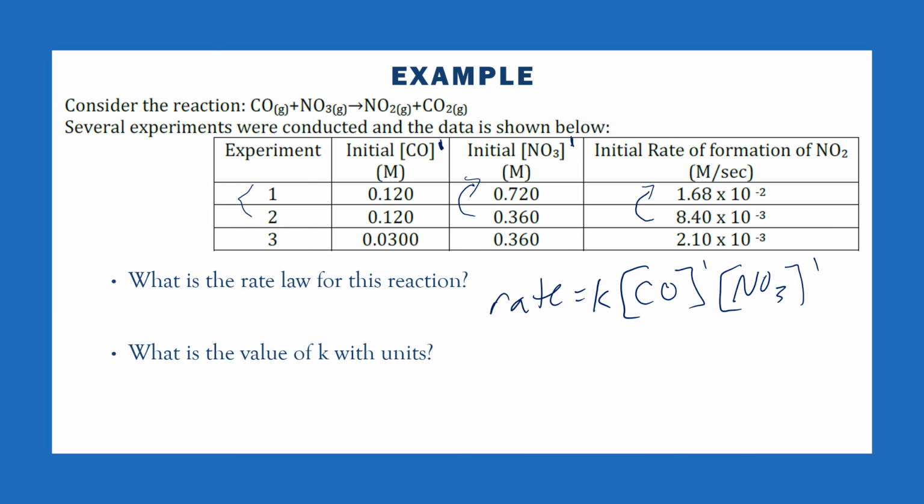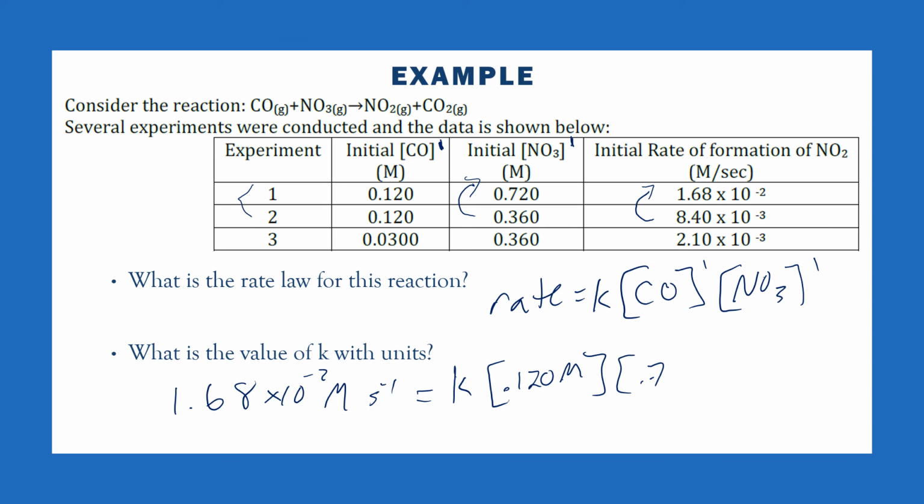Now to find the value of K with units, we're going to plug in the rate. So I'm going to use the first one, 1.68 times 10 to the negative 2. And that's molarity per second. And then K is what we're looking for. CO for that experiment is 1.20 molar. And NO3 is 0.720 molar. And so when I divide and solve for K, I get 0.194.